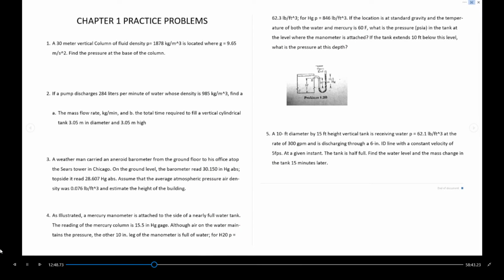Now let's proceed to problem number 3. A weatherman carried an aneroid barometer from the ground floor to his office atop the Sears Tower in Chicago. On the ground level, the barometer read 30.15 inches of mercury absolute. At the top, it read 28.607 inches of mercury absolute. Assume that the average atmospheric air density was 0.076 pound per cubic feet, and estimate the height of the building.